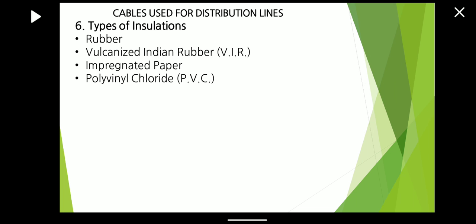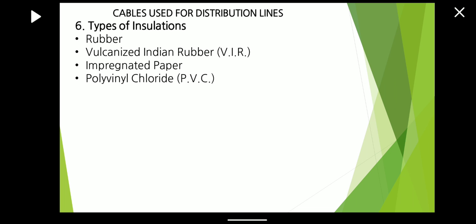Then next is types of insulations. What are the insulations used for the cables? So first one is rubber. In its natural form the rubber is obtained from the rubber tree in tropical areas. Artificially it can be produced from oil products. It has a resistivity of 10 raised to the power 17 ohm centimeter. Then dielectric strength is 30 kV per mm and permittivity is 2 to 3.